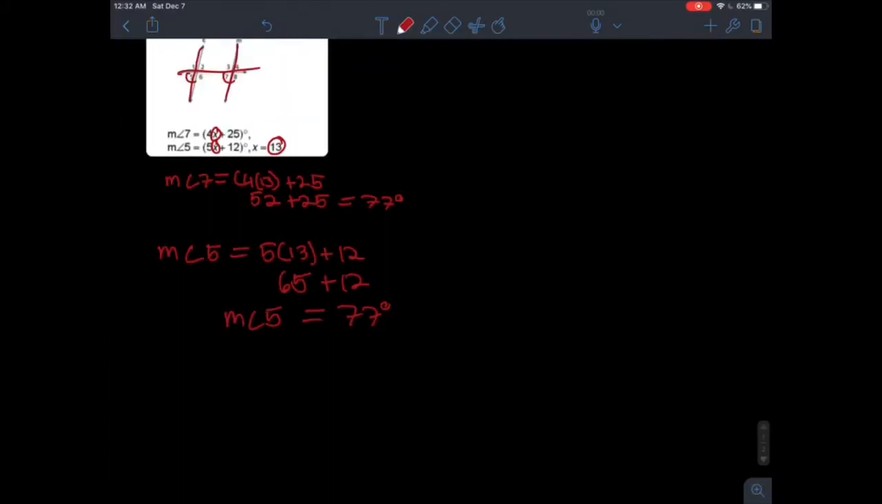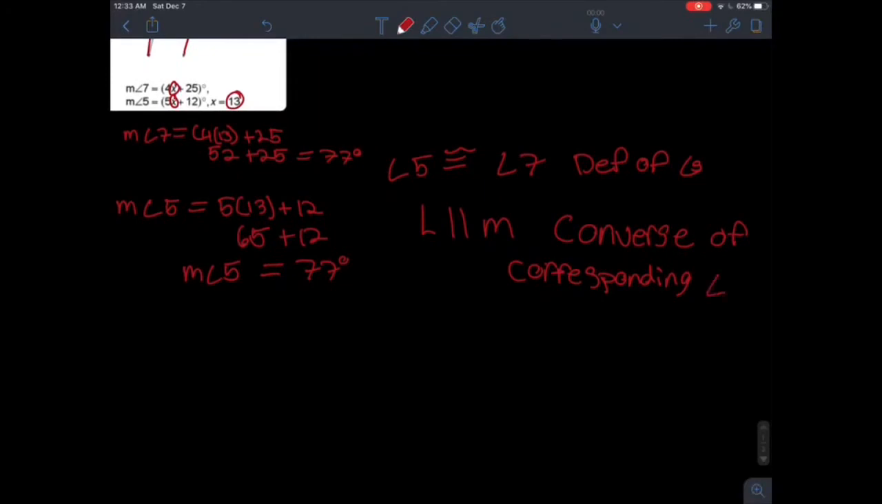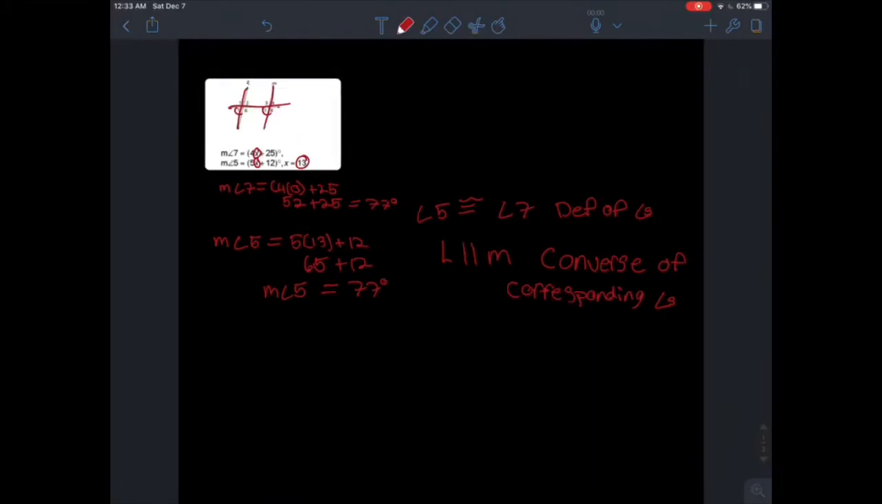So since they're both equal to each other, they're congruent. So we just proved, using the definition of congruent angles, that angle 5 is congruent to angle 7, and then L is parallel to M. This is using the definition of congruent angles, and this is the converse of corresponding angles postulate or theorem. So yeah, that's the first part.